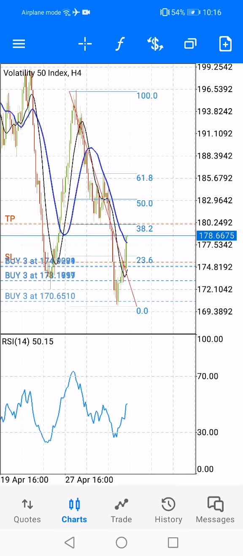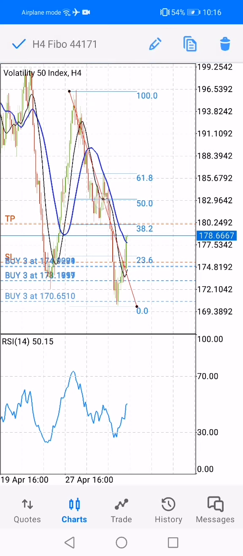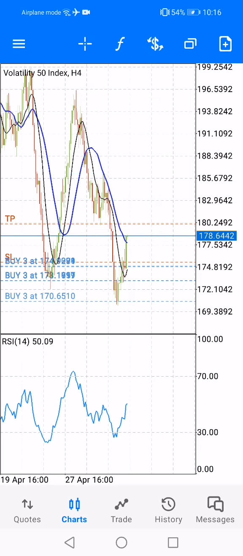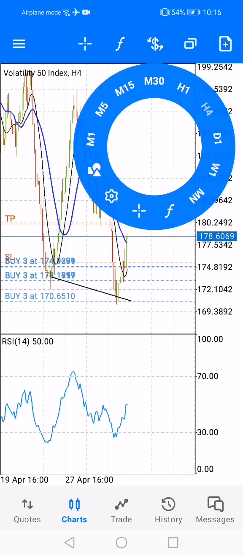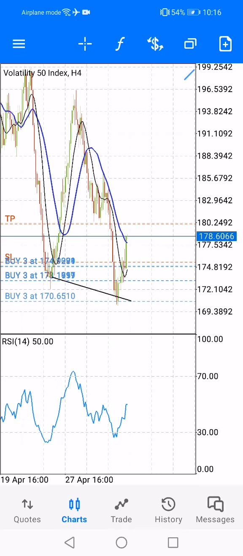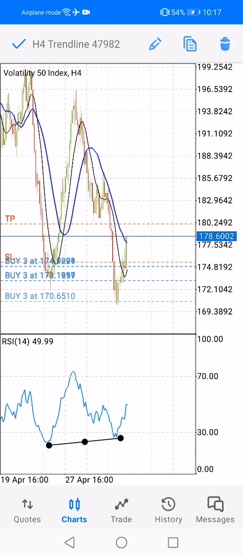Okay, then on 4 hour, let me remove this Fibonacci. Then on 4 hour, I had something like this. You see, the same divergence that we saw on 30 minutes, 15 minutes, on 4 hour we also have the same divergence. Okay, now I'm certain, wow, this price is now reversing. I have confirmed it with everything that I know, with everything in my arsenal.